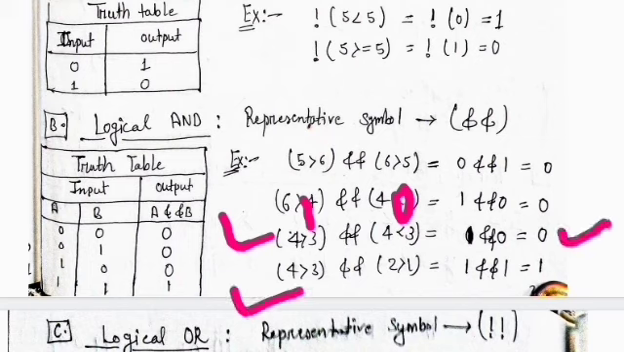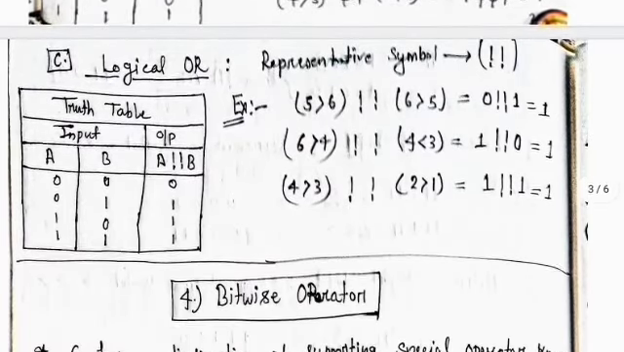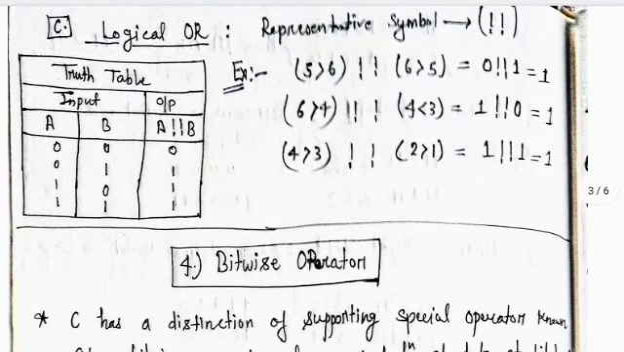But in the case 4 is greater than 3, this is true, and 4 is greater than 2 is also true. So 1 logical AND 1 is equal to 1. That is your output. Now come to the next logical operator, that is logical OR. It is represented like this symbol.